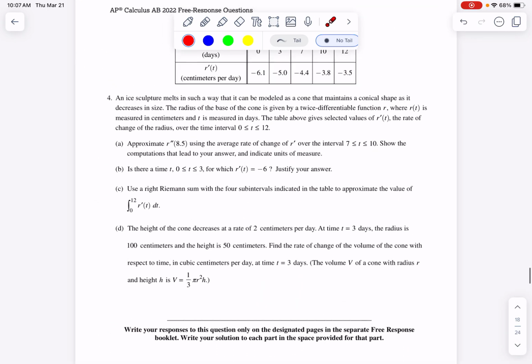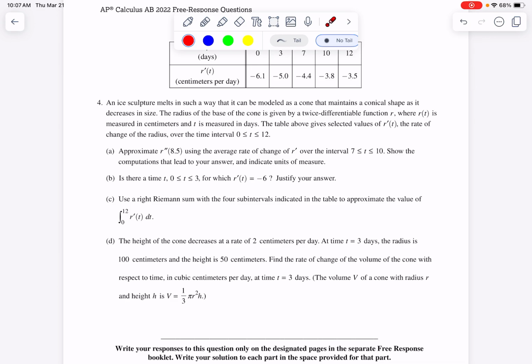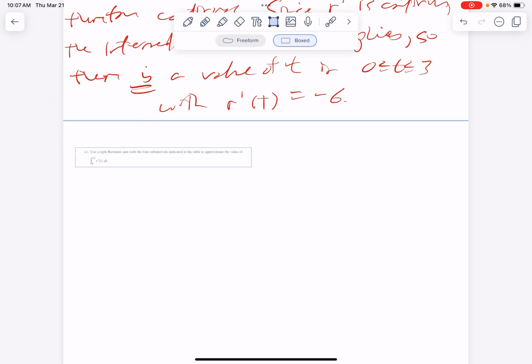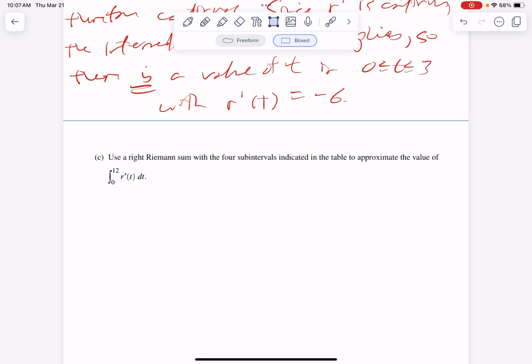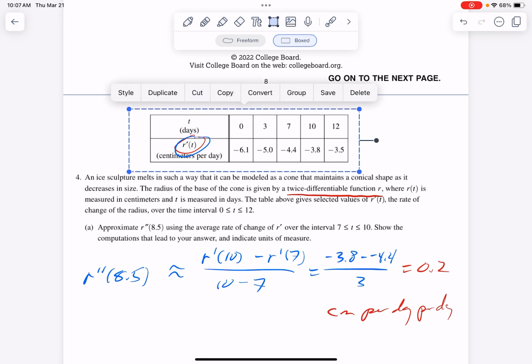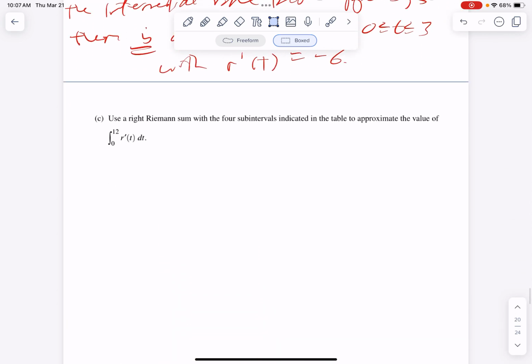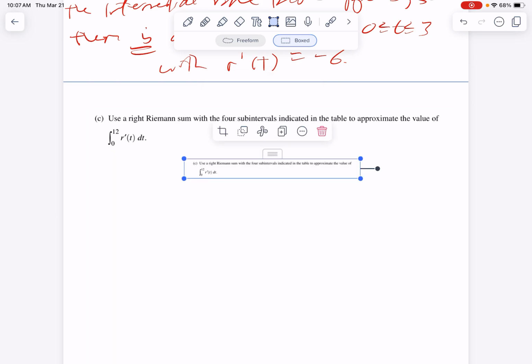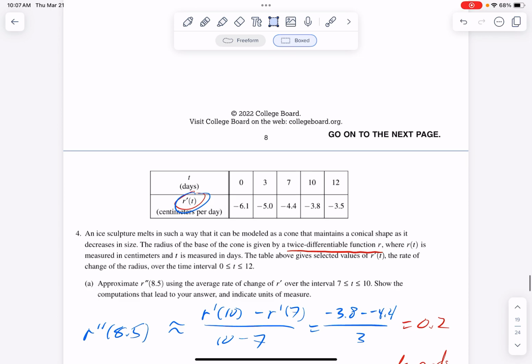Okay, part C. Right, so far, we're not actually engaging with the fact that this is a cone. We're really just doing things from the table, independent of meaning. Same thing's going to happen for C. So use a right Riemann sum with 4 subintervals indicated in the table to approximate that definite integral. Pretty straightforward. Don't get worried about this being a derivative. We have a table for r prime, so we will do a Riemann sum for r prime.